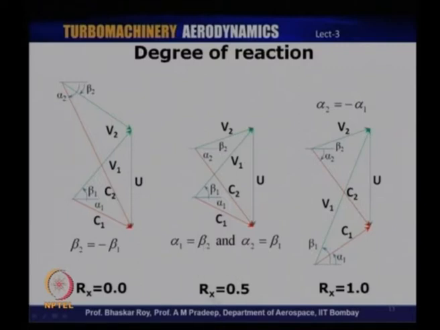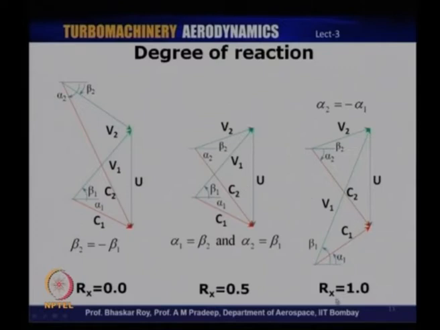When degree of reaction is 0.5, we have alpha 1 is equal to beta 2 and alpha 2 is equal to beta 1. We get a set of velocity triangles which are symmetrical. Velocity triangles at the inlet and exit of the rotor are mirror images of one another. So, one would have C1 is equal to V2 and C2 is equal to V1, because alpha 1 is equal to beta 2 and alpha 2 is equal to beta 1, and in this case both the rotor and stator contribute equally to the pressure rise.